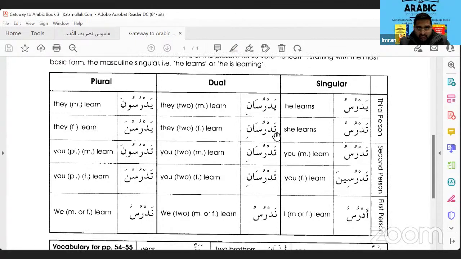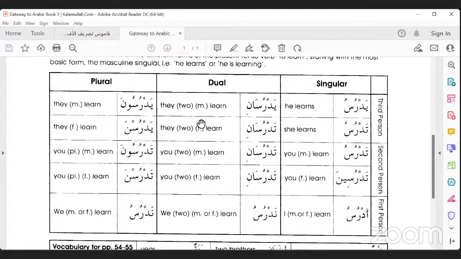Now I'm going to teach you the next three, from 4 to 6. We change the ya to a ta. So yadrusu, he learns. When we want to say she learns, we change the ya to a ta, and it becomes tadrusu. She learns, tadrusu. And then yadrusani means they two males learn. When we want to make it female, we change the ya to a ta, and it becomes tadrusani. Is that clear?